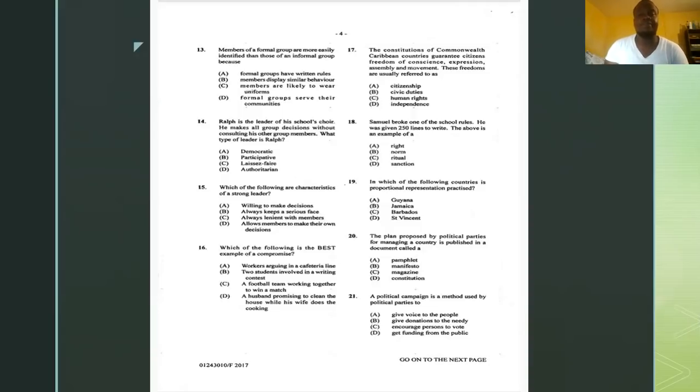Number 19. In which of the following countries is proportional representation practiced? This now, you'd have to have the background information for proportional representation. But even if you don't know this, based on the suggested answers, you can eliminate. So is it A, Guyana, B, Jamaica, C, Barbados, D, St. Vincent? We can eliminate Jamaica, because we that live in Jamaica know that we don't use proportional representation. Here, we use the first past the post system.